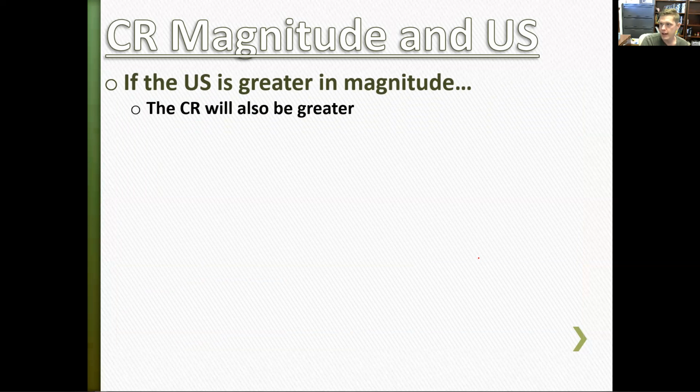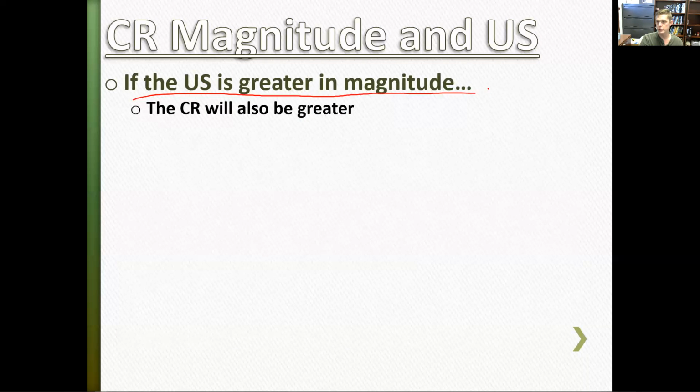The relationship between conditioned response magnitude and the unconditioned stimulus is quite important. If the unconditioned stimulus is greater in magnitude, the conditioned response will also be greater. You should know this, hopefully, as the law of reflex, the law of magnitude. As the magnitude of your unconditioned stimulus increases, the magnitude of your reflexive response will as well.